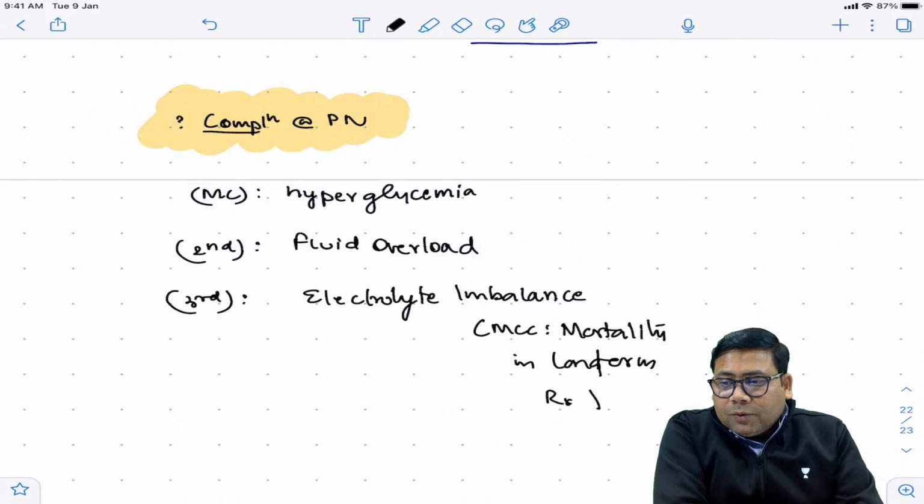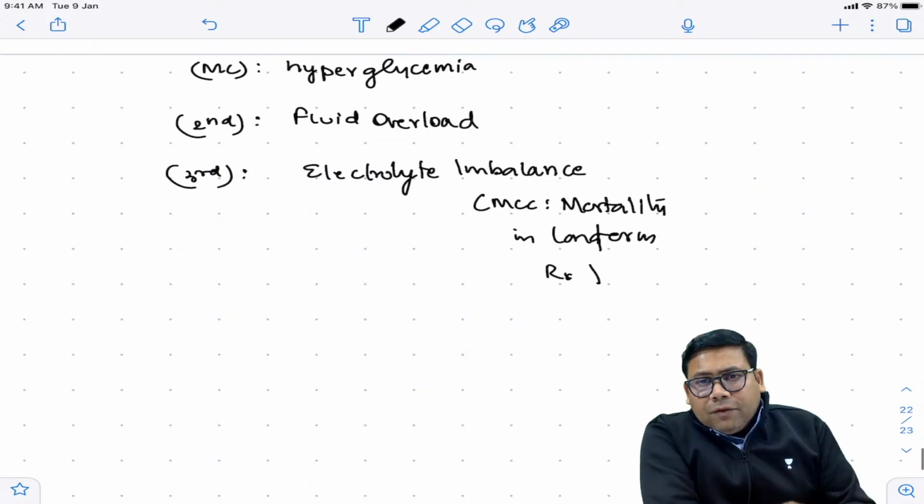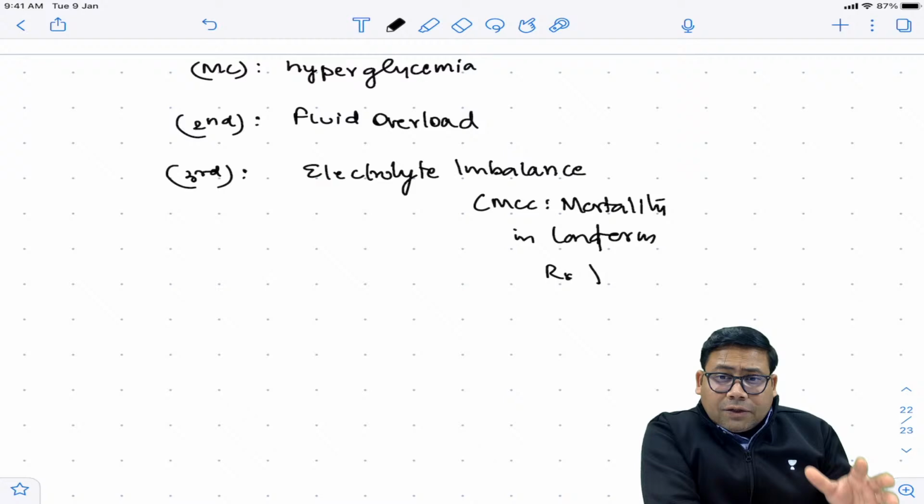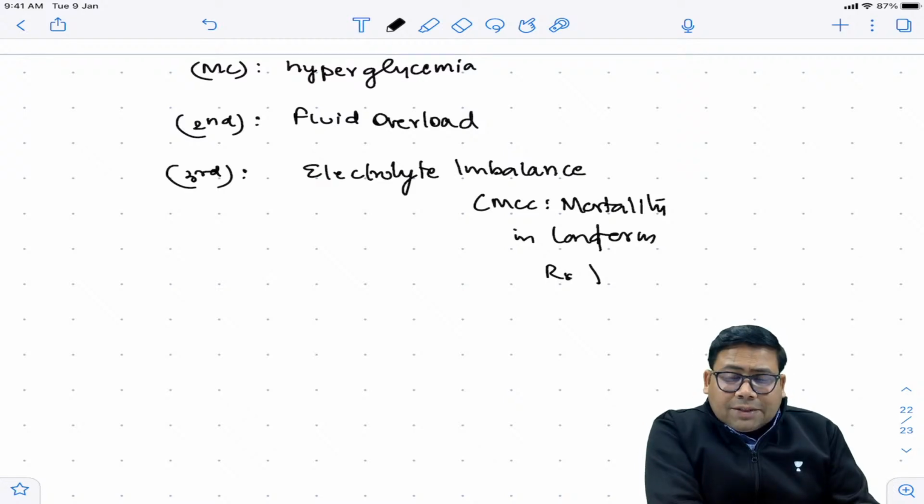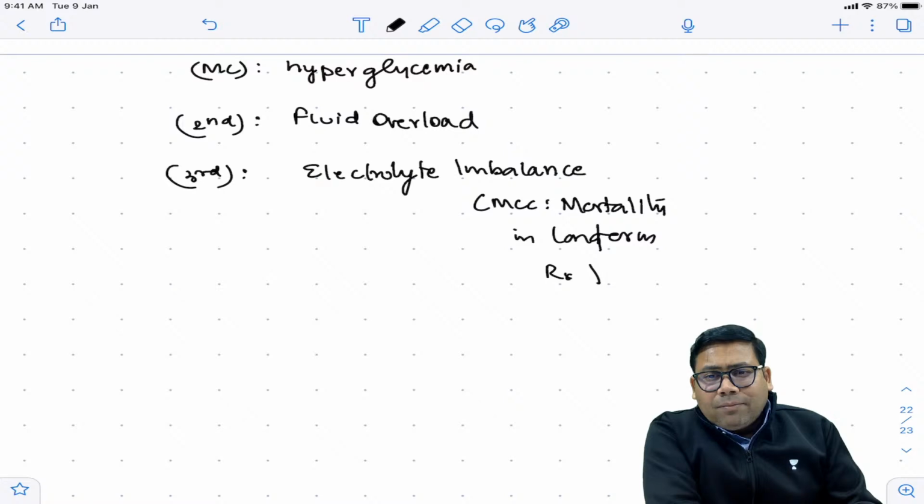And these are the important complications that we have. One very important complication from an examination perspective is refeeding syndrome. It's not a very common complication, but what is refeeding syndrome? Refeeding, as the name suggests, is when you start the feeding again.